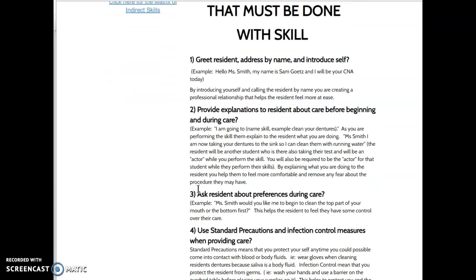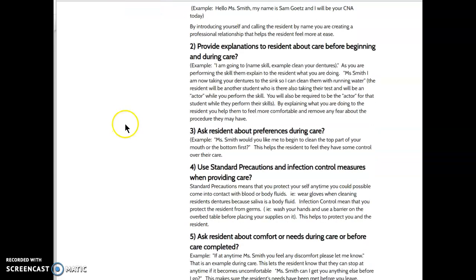You're going to provide an explanation about care. One of the residents' rights is they have the right to refuse care. And how will they know that they want to refuse care unless you actually tell them what you're going to do? So whatever skill it was that you were given to perform for the test, you're going to explain that for them. You're going to ask about residents' preferences during care. So what you want to do is you want to give them a voice in their care, and you're going to work this into your care somehow.